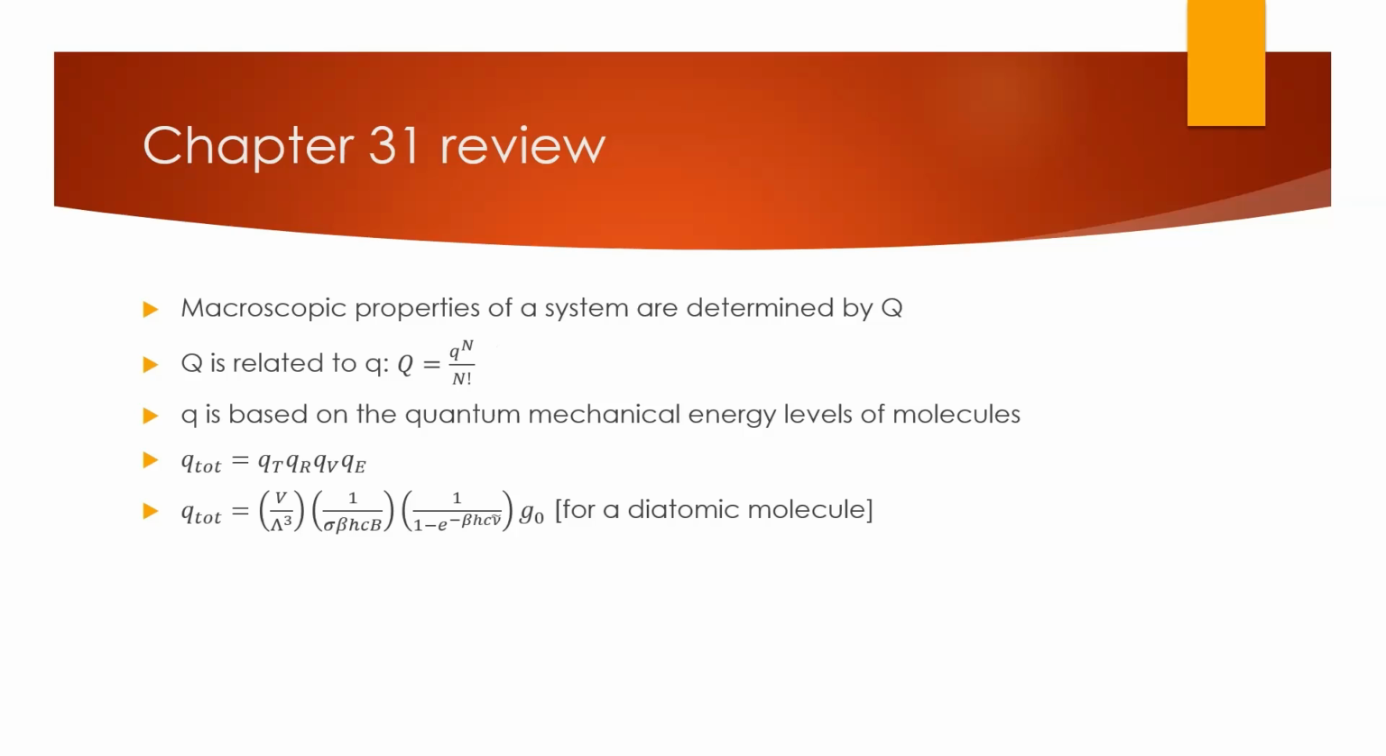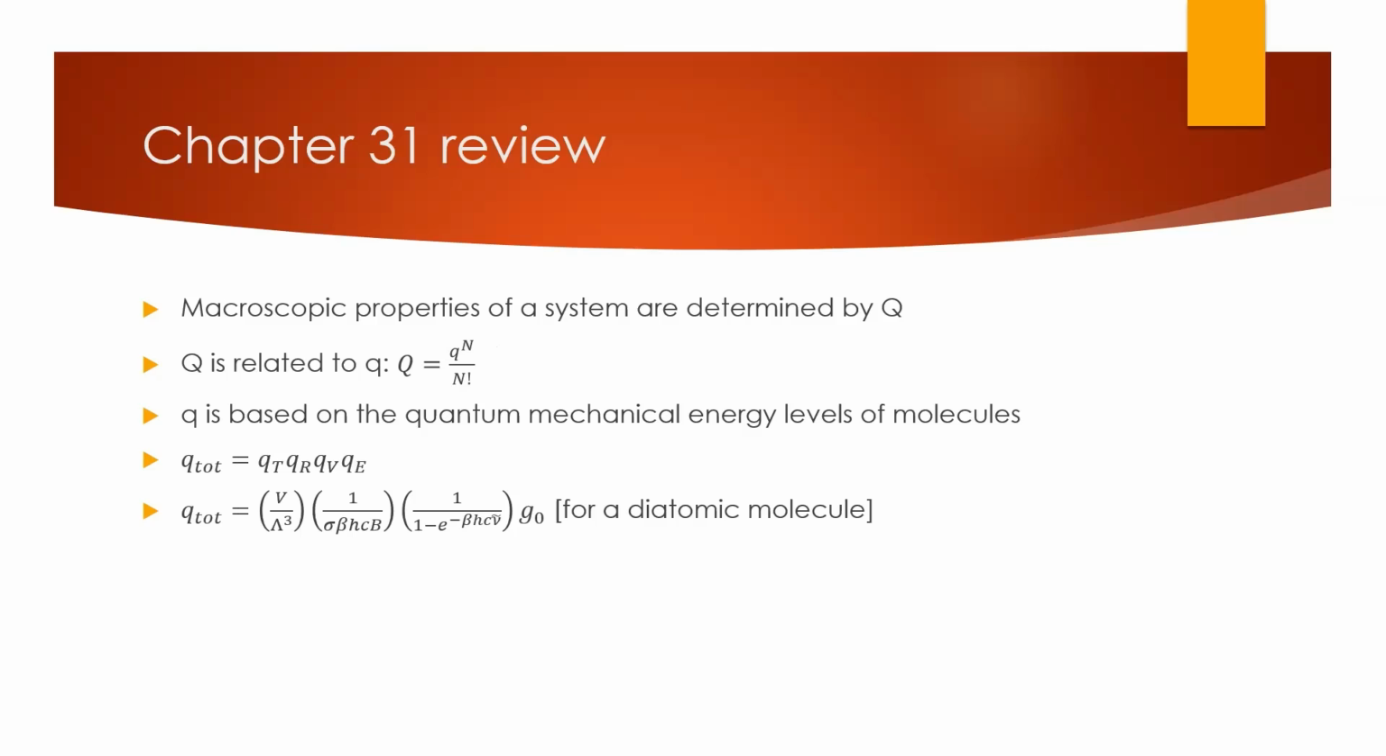This lowercase q, this molecular partition function, is based off of the quantum mechanical energy levels for molecules. In fact, the total partition function is equal to the product of the individual partition functions for all of the degrees of freedom, and we've derived what these are. Here's the expression for a diatomic molecule. For polyatomic molecules, it's more or less the same. We get more degrees of freedom, so it's a little bit more messy.